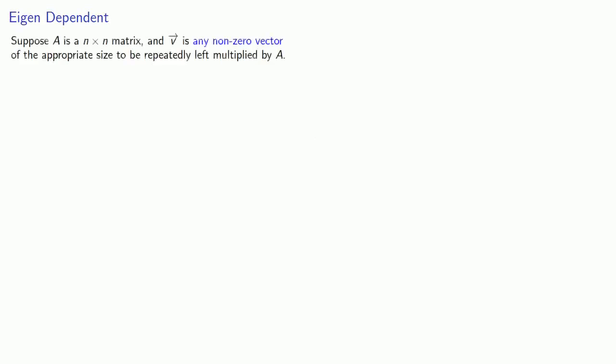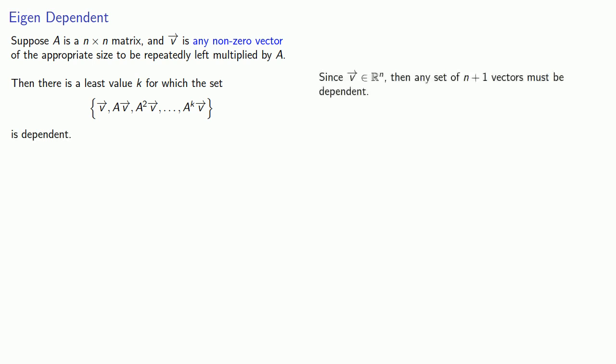So let's consider this. Suppose A is an n by n matrix, and v is any non-zero vector of the appropriate size to be repeatedly left multiplied by A. Then there is a least value k for which the set v, Av, A squared v, and so on, is dependent. And that's because since v is in R^n, any set of n plus 1 vectors must be dependent.